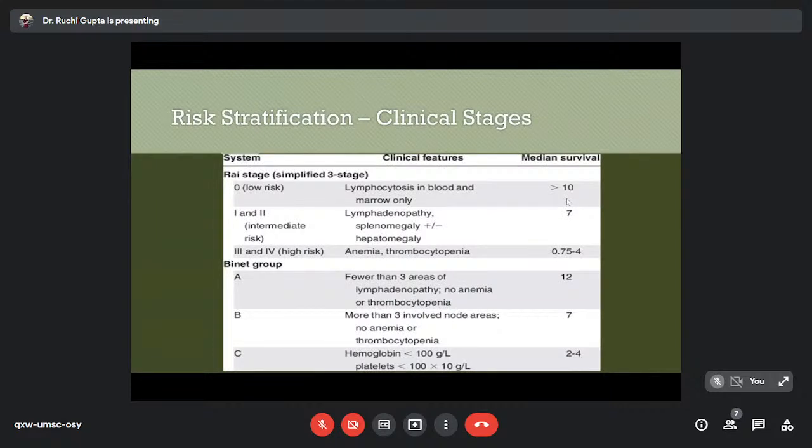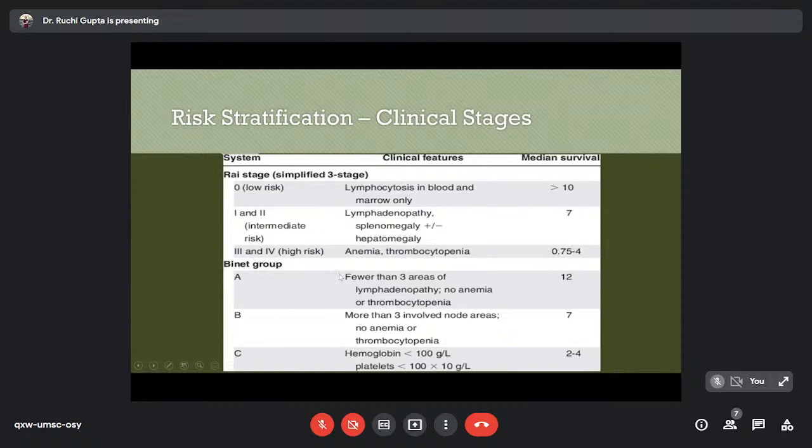very age-old Rai and Binet classification, which is based on the degree of lymphocytosis with no cytopenias, classified as zero. I've taken this table just to show you the median survival for patients in the low risk Rai stage. Stages 1 and 2 have been clubbed as intermediate risk, where you have lymphadenopathy plus or minus splenomegaly plus or minus hepatomegaly. The median survival is still 7 years. And high risk are those who subsequently go on to develop cytopenias, where the median survival has dropped significantly.